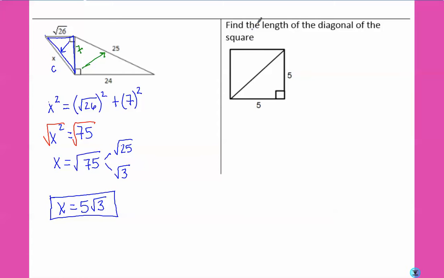Then find the length of the diagonal of the square. So the diagonal goes from corner to corner across the middle. We want to find that side. So since it's across from the right angle, that's our C. So x squared equals 5 squared plus 5 squared. 5 squared is 25. 25 plus 25 would give us 50.